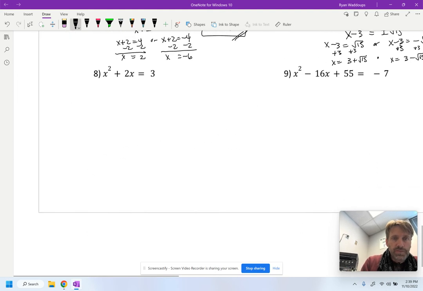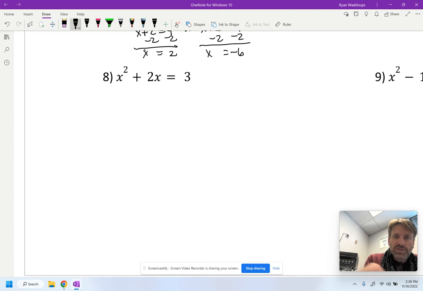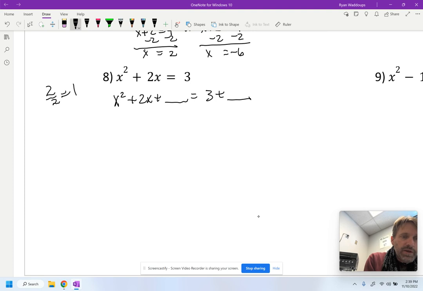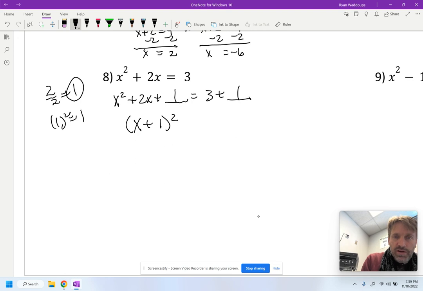Number 8. X squared plus 2x equals 3. It's already just kind of like we want it. We're going to rewrite it as x squared plus 2x plus blank equals 3 plus blank. And then I got to figure out what goes in those blanks. I take 2, divide by 2, which is 1. I take 1 and I square it, and I also get 1. And so what I add is 1 onto both sides. Then I factor it. X plus 1 squared equals 3 plus 1, 4.